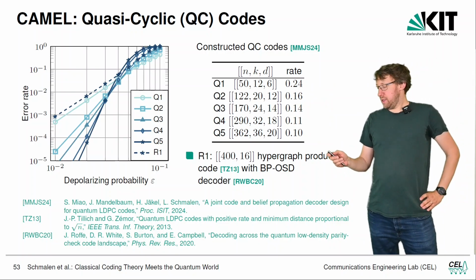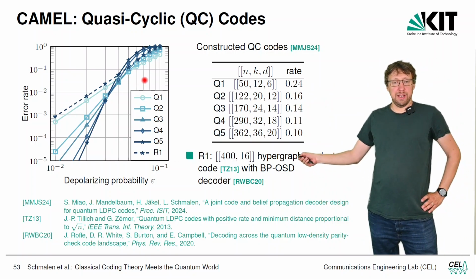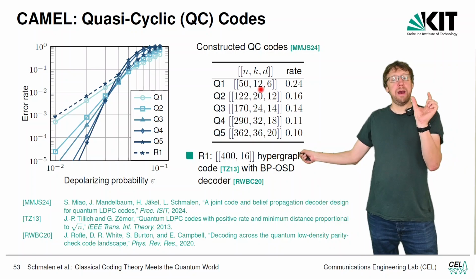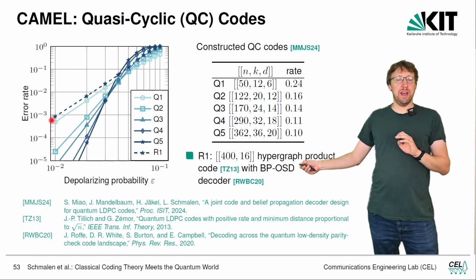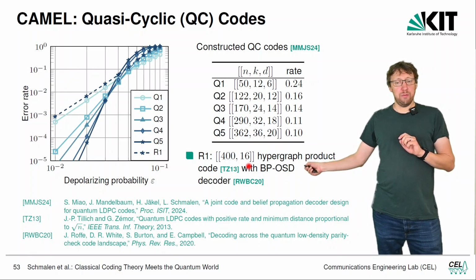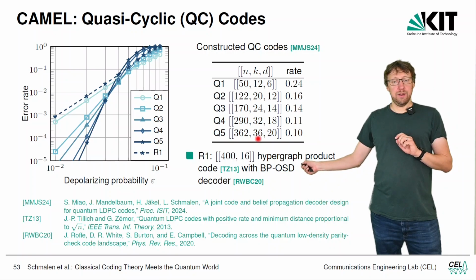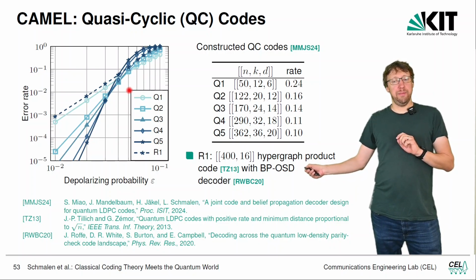Now, with our codes, we get this performance, so we get a significant improvement, and even with this code Q1, which is a 1512 code, where we take 12 logical qubits and we map it to 50 physical qubits. So a factor of 4 less than the hypergraph product code. And we get slightly better performance. And with the code Q5, where we take 36 qubits and we map them to 362 physical qubits, we significantly outperform the hypergraph product code.